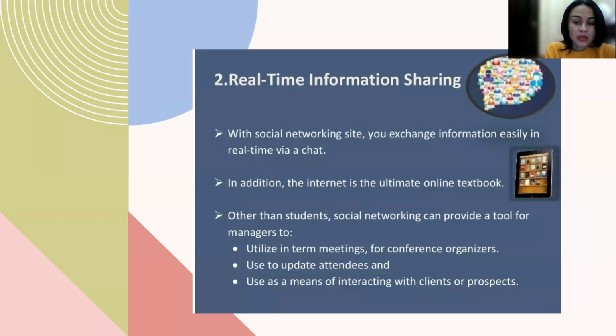And social networking can provide a tool for professionals as well. They can utilize meetings, they can organize conferences just like we are doing through Zoom right now, and they can get updates, and also they can interact with their clients through chat boxes. Sometimes as a client, I feel inhibited to call a company if there is a problem. For example, a bank or a delivery company, for me, it's more comfortable to write in their chat box, and I realize that they quickly reply, which is a good way of information sharing. So it's a real-time, quick information sharing platform.